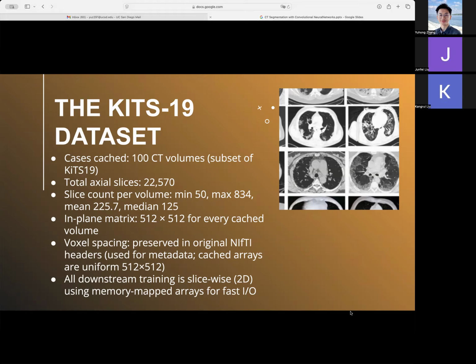And because of the nature of the NIfTI data format, it is super slow to load into memory and then process, and it takes an extremely large volume of RAM. Therefore, I performed a pre-cached calculation to transform the original NIfTI format into NumPy arrays, and I standardized them to a uniform 512 by 512 dimension. And therefore, I can pre-cache all the arrays onto the disk and then use these memory mapped arrays for faster I/O.